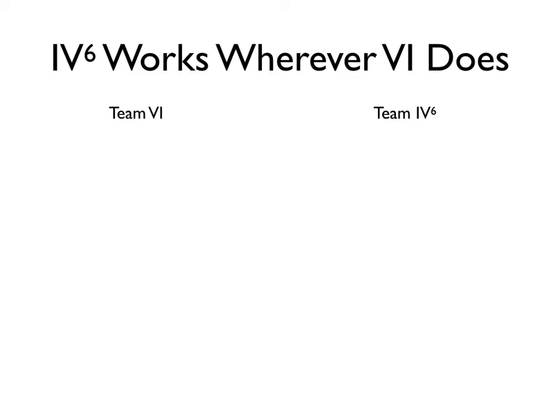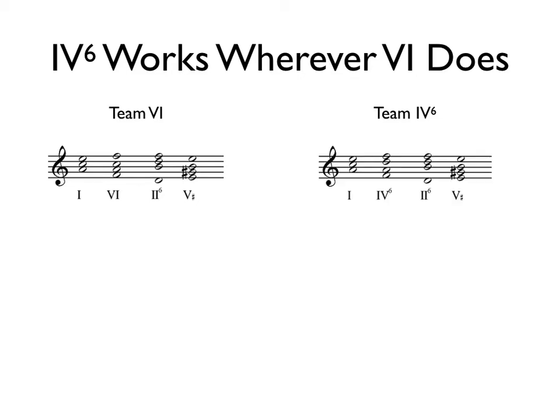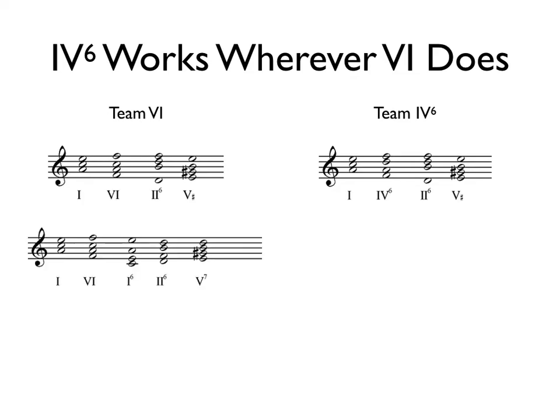So for example, if we have the progression, a simple downward arpeggio from 1 through 6 to the predominant and then the dominant, we can substitute the 6 with 4/6. I'm sure you can agree that neither of those are terribly different. Here's another example.